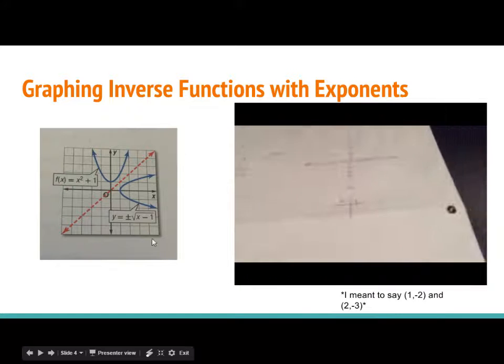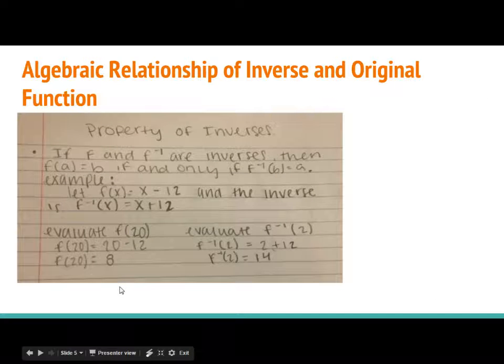If we wanted to graph the original, my bad. Next. Go ahead.